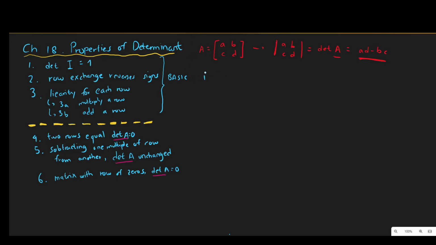The first one is really simple and straightforward. The identity matrix of any size, for example the 3x3 or the 2x2 or any n by n identity matrix, has a determinant of 1. Okay, so that's the first one, and let's move on to the second one.